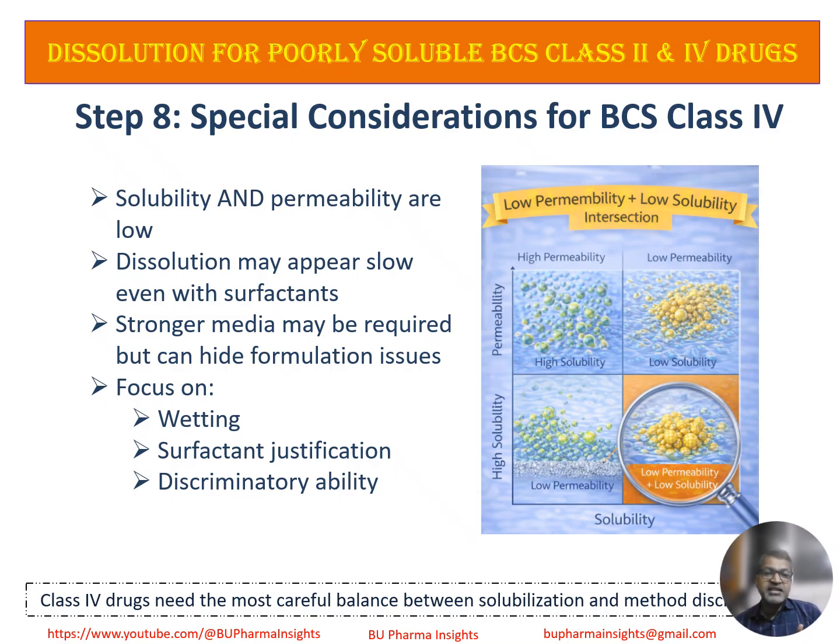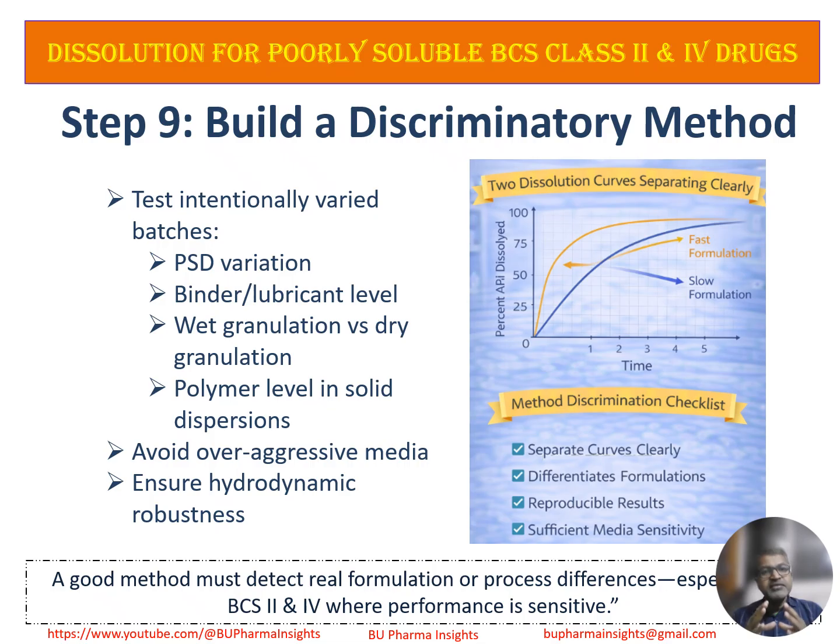For BCS class 4 drugs, both solubility and permeability are low. So dissolution may stay slow even with surfactants. Stronger media might be needed, but they can hide formulation problems. So, focus on proper wetting, clear surfactant justification, and strong discriminatory power. That's what regulators expect. Regulators require proof of discriminatory ability.